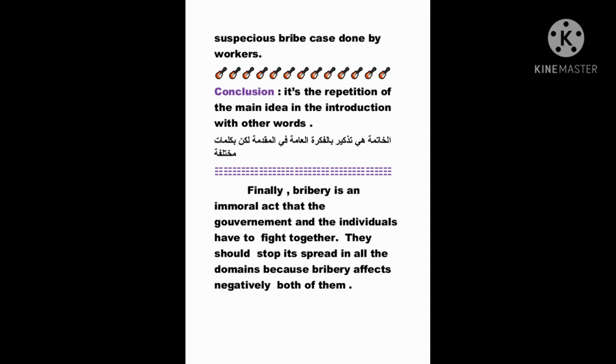Finally, bribery is an unethical and immoral act that the government and the individuals have to fight together. They should stop its spread in all the domains, because bribery affects both of them negatively. Okay? Here, in the conclusion, I just repeated the idea of the introduction, that bribery is an unethical and immoral act, and that the government and individuals must work together in order to fight it, because the impacts are negative for both of them, for the government and the individuals.